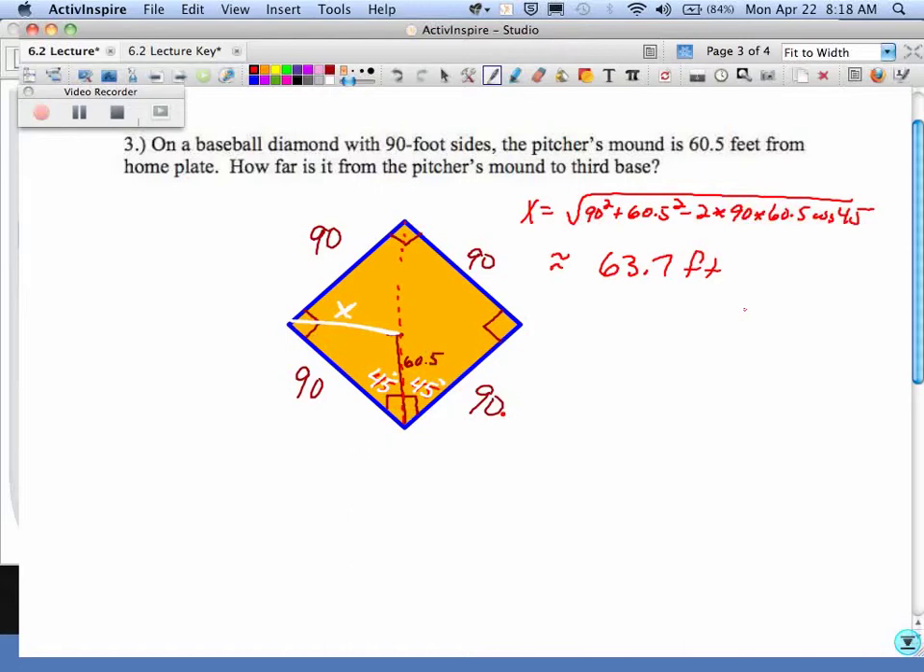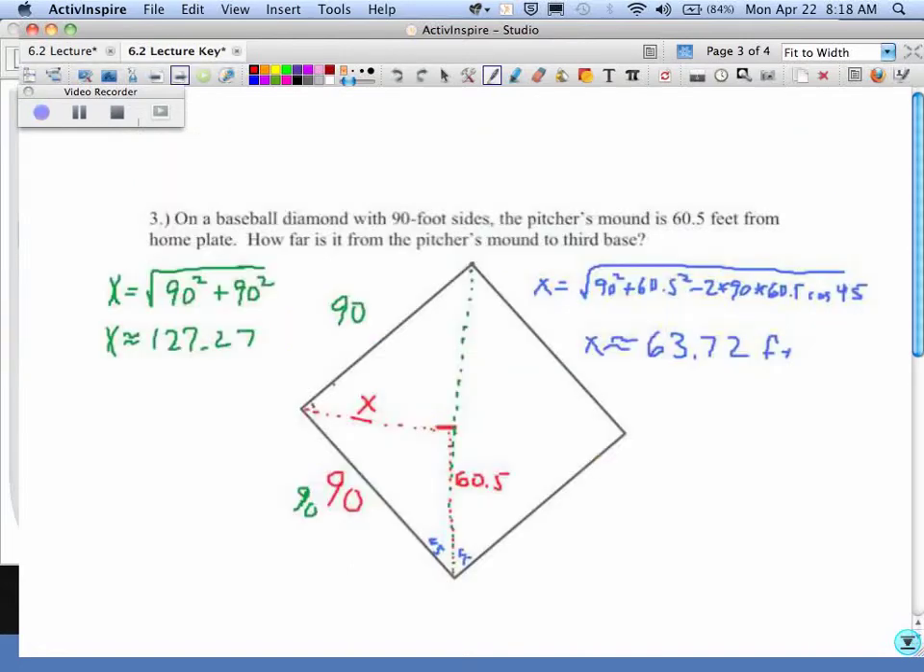So here's what I did over on this side, that's where your 63.72 feet comes into play. And then in this diagram, we look at 90 plus 90, finding the diagonal, so from home to second, it's actually 127 feet. If you split that up, you're looking at 63.5 feet to here, and then you're still another 2 feet in front, so the pitcher is quite a bit in front of center.